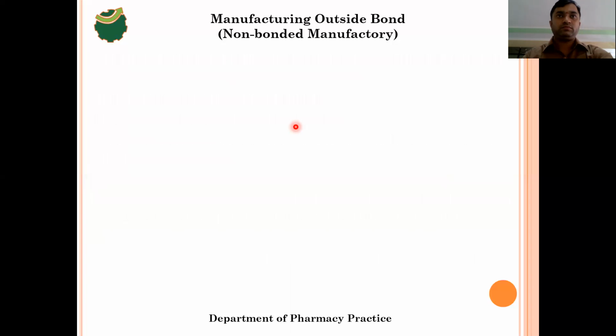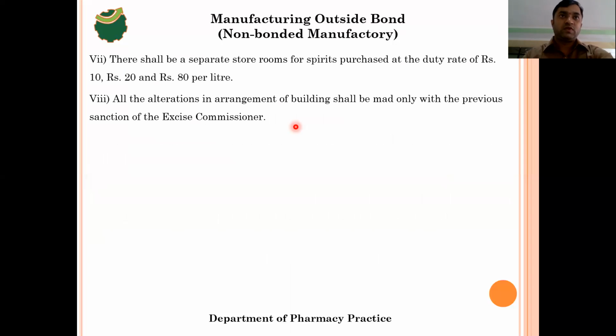Then there shall be separate storerooms for spirit purchased at all the duty rates. Just now I said that for rectified spirit it has to be maintained separately. As per that, for 10 rupees it should be separate, for 20 rupees it should be separate, and for 80 rupees per liter they should all be maintained separately. So according to the rectified spirit percentage, it has to be maintained. One will be for 10 rupees, one for 20 rupees, according to the percentage.